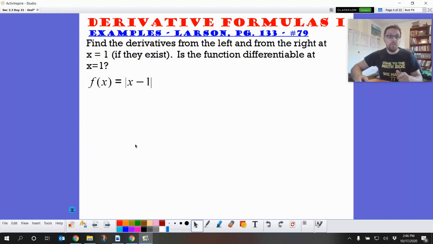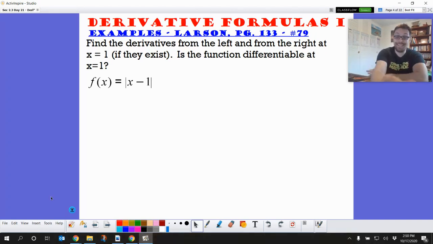All right, so we want to find the derivatives from left to right at x equals 1. We've got to check to make sure those exist, and then we're going to use that to determine if the function is differentiable at x equals 1. Now, we already know that it's not, but we're going to show why it's not using this new definition of a limit. We know this is already not going to be differentiable at that point, because we can picture that graph.